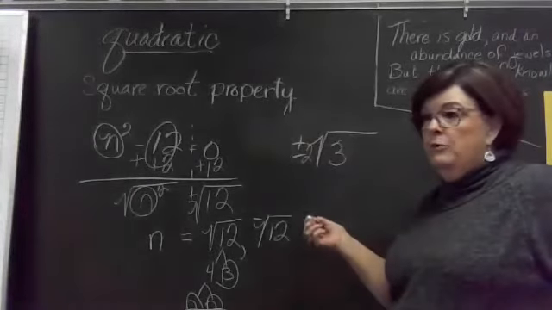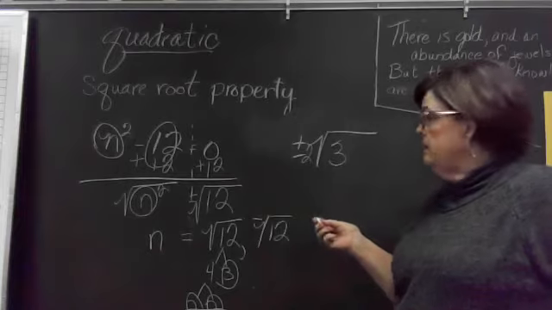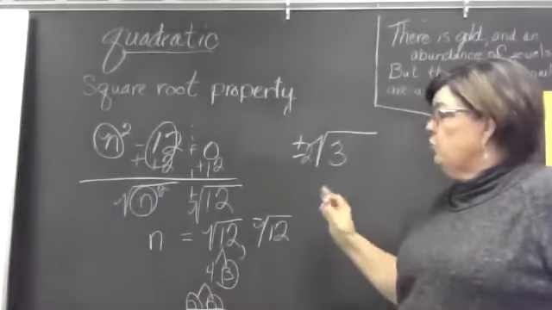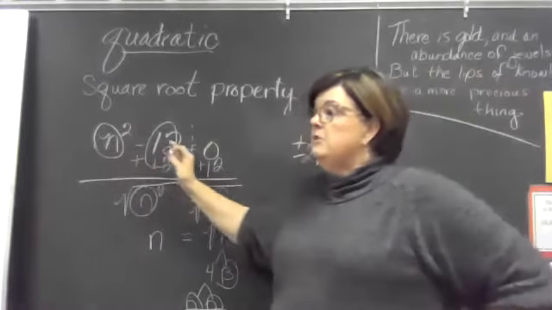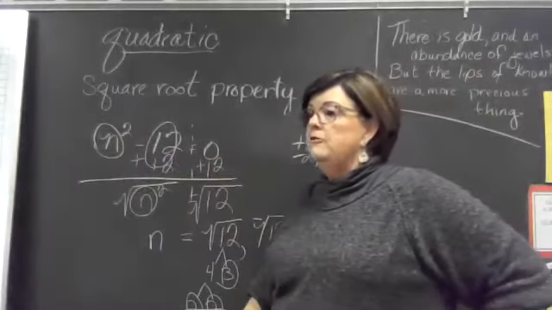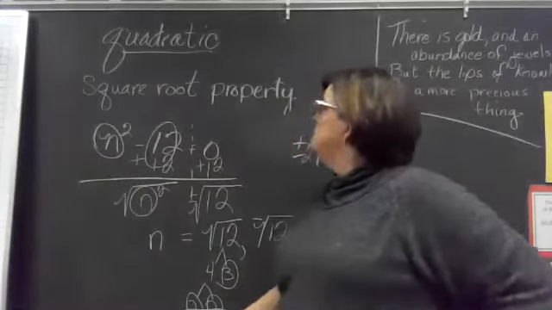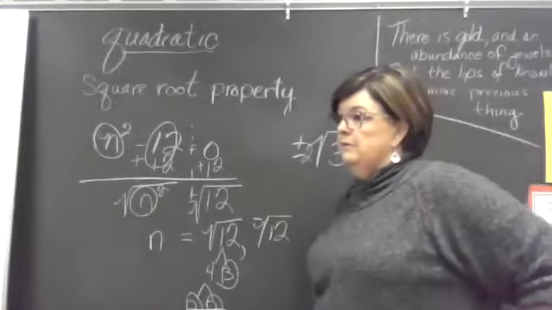Did y'all follow it okay? Okay. This is the square root property. This thing is called a quadratic. So this is our first step in learning how to solve quadratics, okay? Any questions on this one?